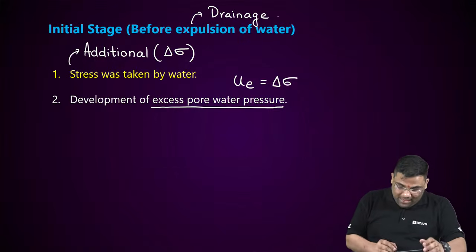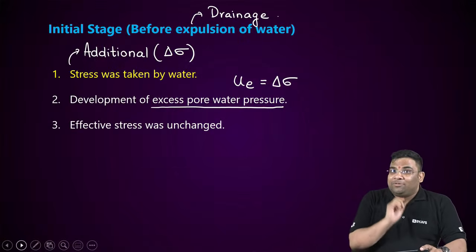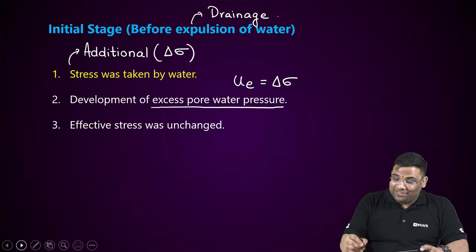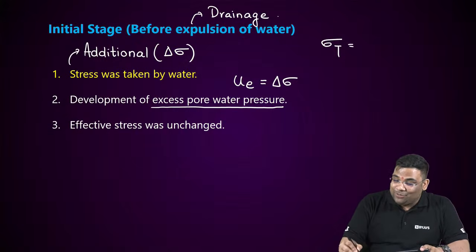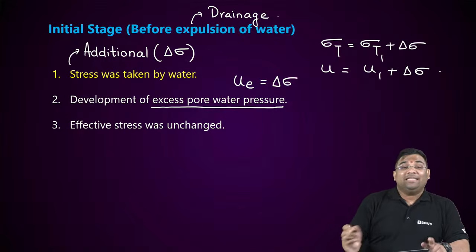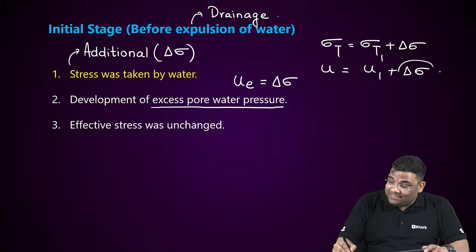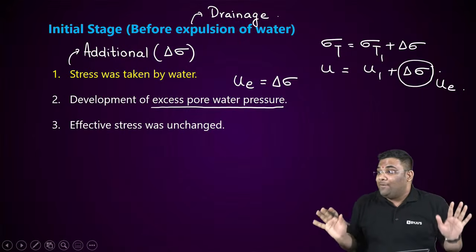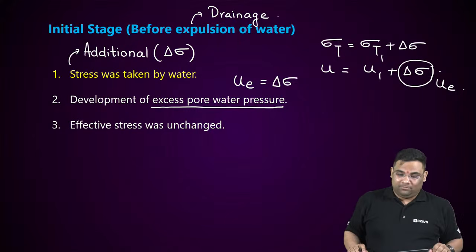Now tell me what will happen? The effective stress was unchanged before the expulsion of water. Total stress increased, and pore water pressure increased. But effective stress remained intact, and this additional pore water pressure I was calling excess pore water pressure. Till this time, no drainage has happened.